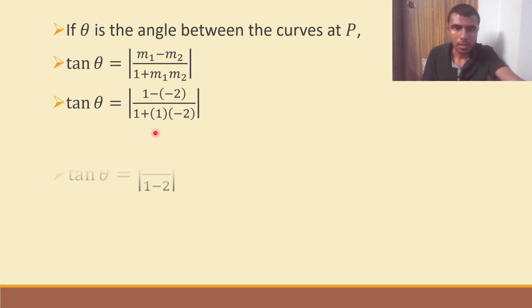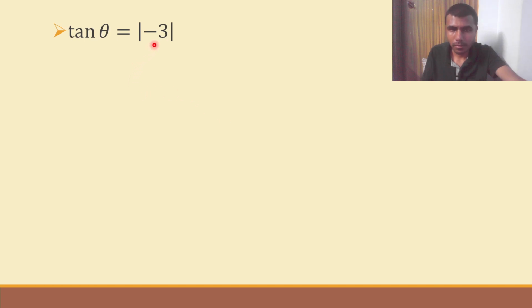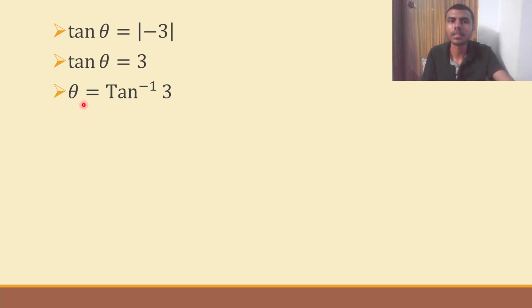That's all. So minus of minus 2 is plus 2 and 1 into minus 2 is minus 2. So 1 minus 2. So 1 plus 2 is 3 by minus 1. So tan theta is mod of minus 3. Modulus of a negative number is positive only. So modulus of minus 3 is plus 3. So theta is tan inverse 3.